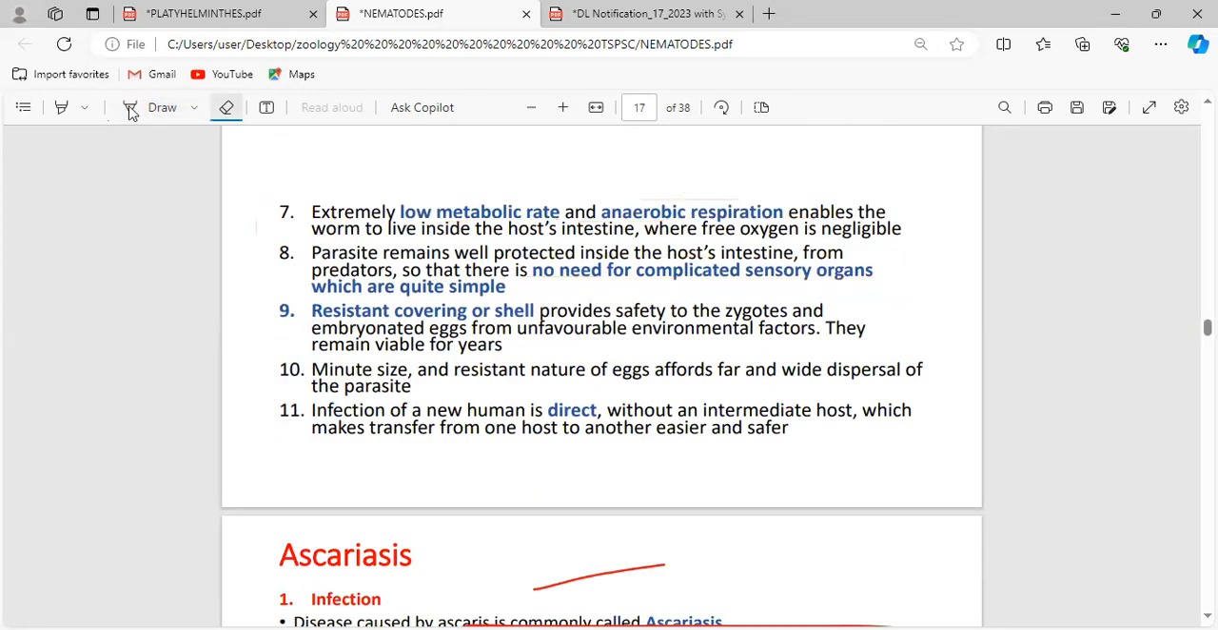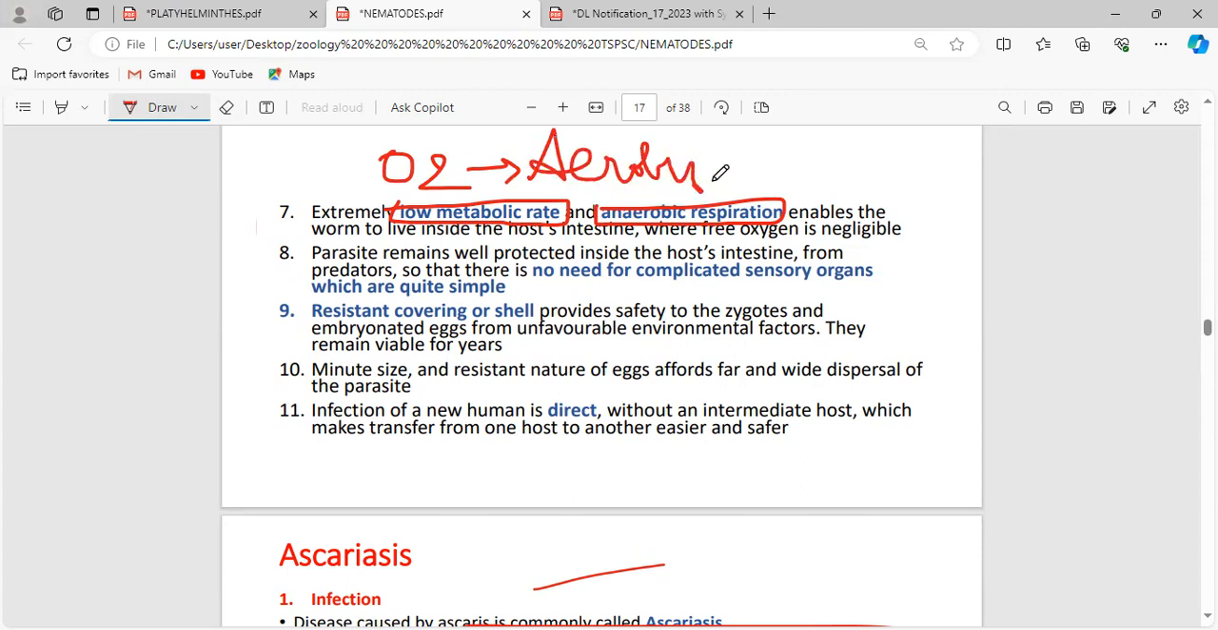Extremely low metabolic rate, because there is anaerobic respiration. In case oxygen is present, we call it aerobic respiration, and the rate of metabolism will be higher. But here the metabolic rate is low because of the absence of oxygen. So there is no need of respiratory organs too. This enables the worms to live inside the host intestine where the free oxygen is negligible.